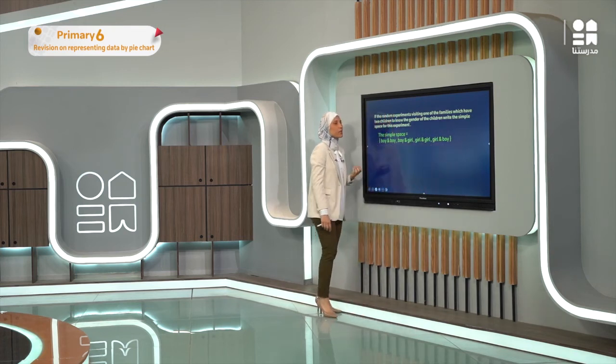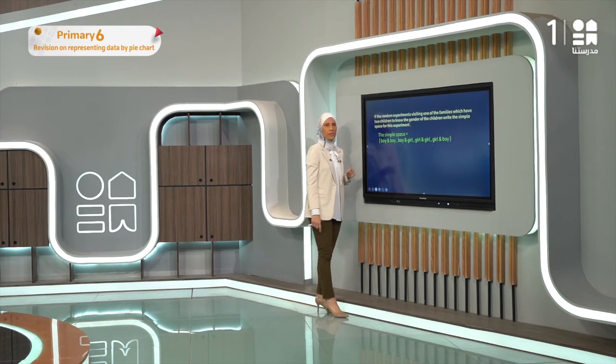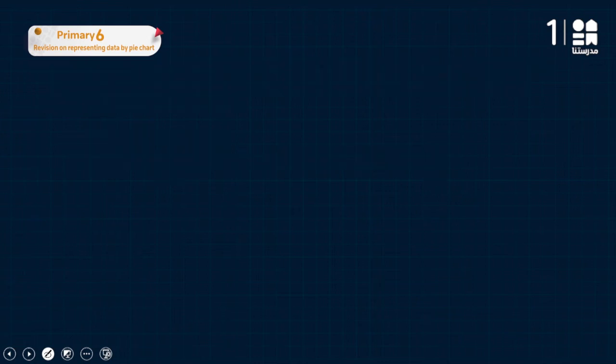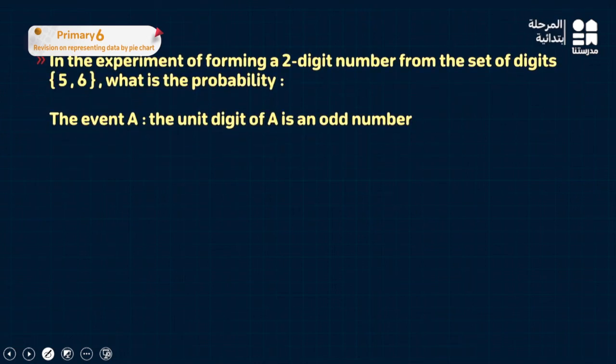طيب هنا الsample space بتاعتي. طب number of the sample space it will be what? I will count 1, 2, 3, 4. So I have 4 outcomes. Next exercise he told me: in the experiment of forming a 2-digit number.